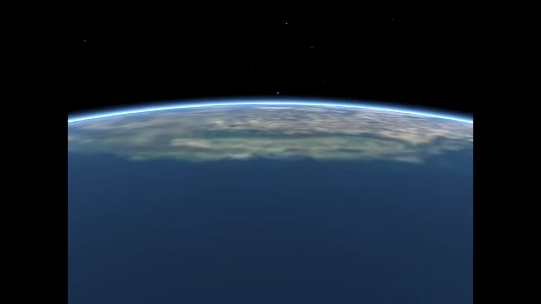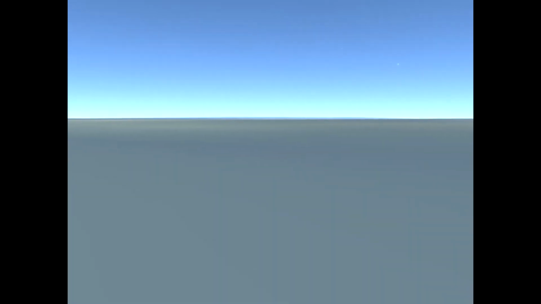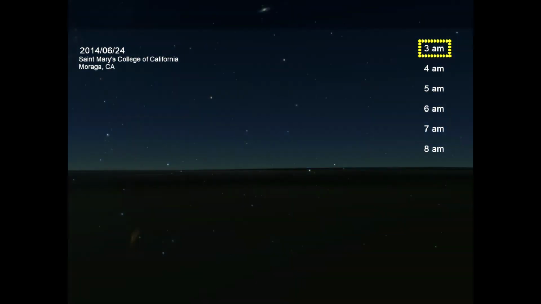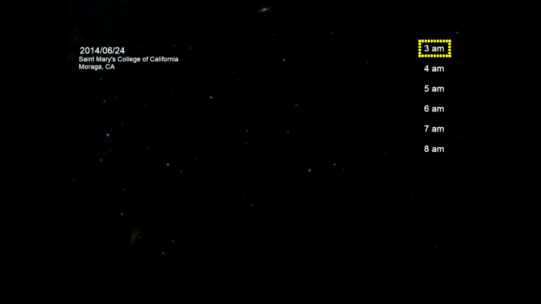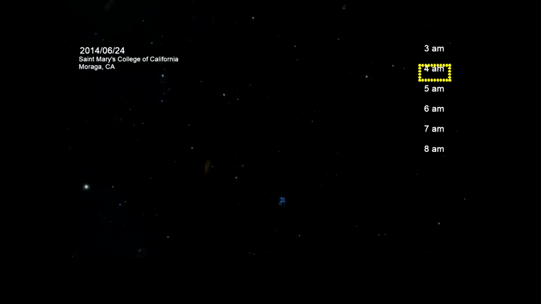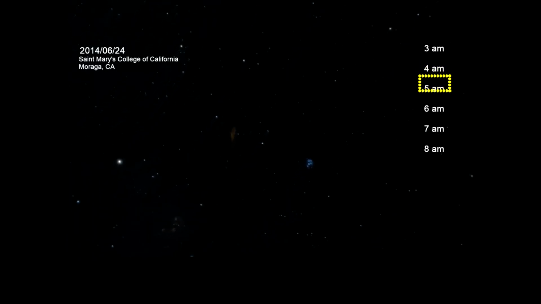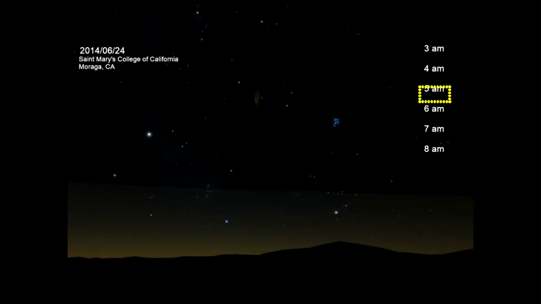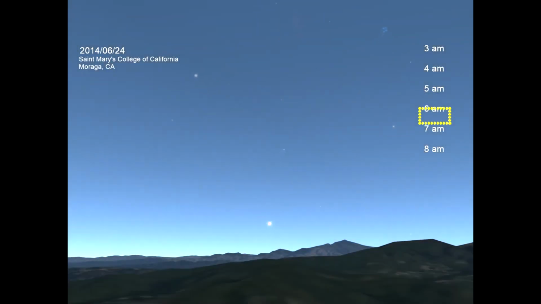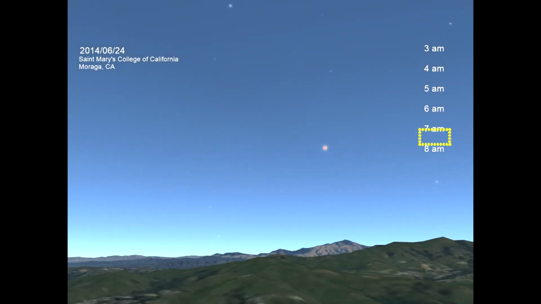Let's begin by grounding ourselves at St. Mary's College of California in Moraga, California, and stare east. Staring at the night sky at 3 a.m., the stars and planets appear fixed in place. As time progresses, we see the entire sky rotate as one, with the stars, the Sun, and the planets rising in the east and setting in the west. Over the course of one day, the sky appears fixed, with no stars or planets appearing to move relative to one another. This is a result of Earth's rotation.